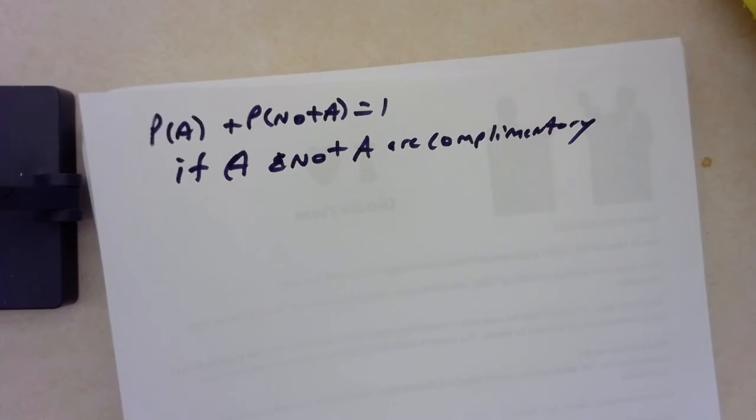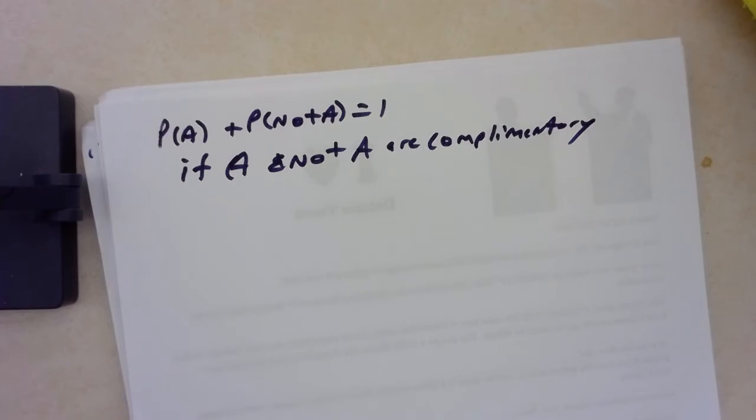So let's go back to the room example. If the probability you're going to clean your room is 31%, what's the probability you don't clean your room? 69%, right. 69%.